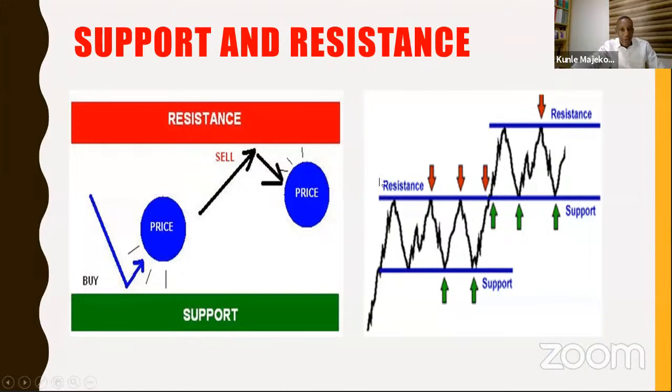And resistance is when price goes up, it reaches a level, and it bounces down. That means that level, anytime price gets there, the action that takes place is, if it is a low, it goes up; if it is resistance, it comes down. So you sell at resistance, and price will come down, and then you buy and you make your own profits.